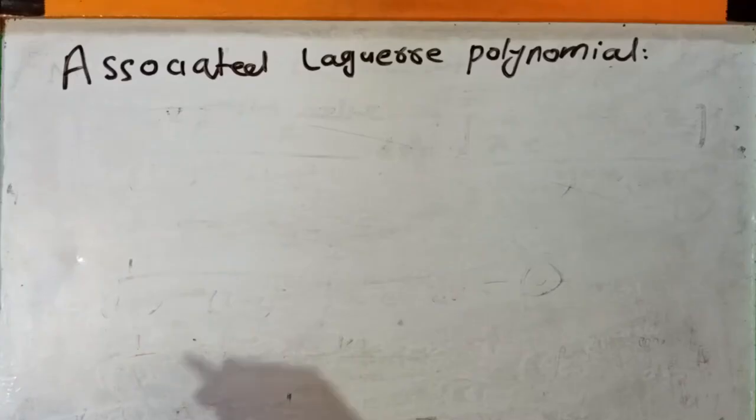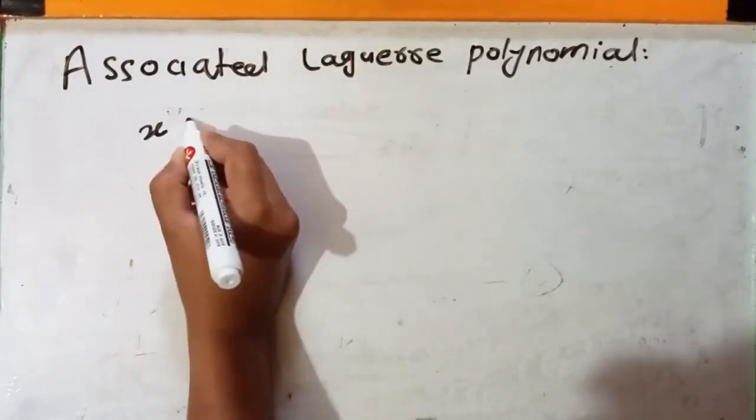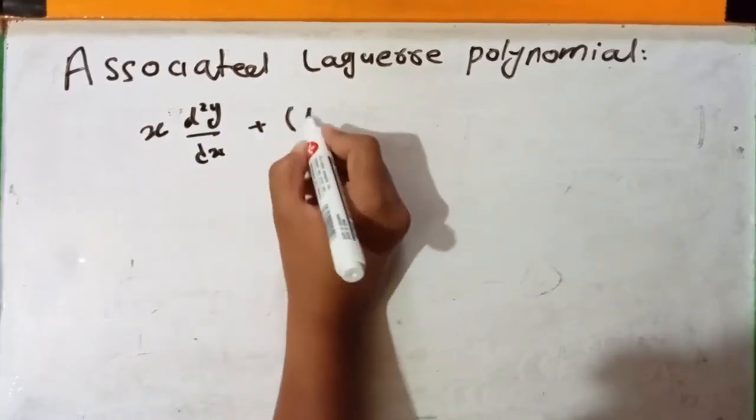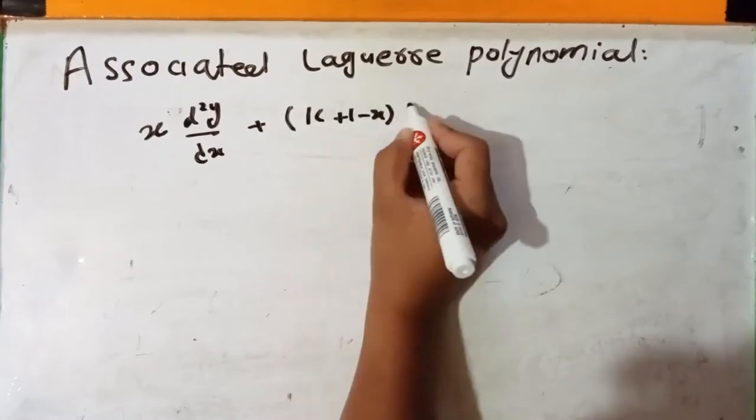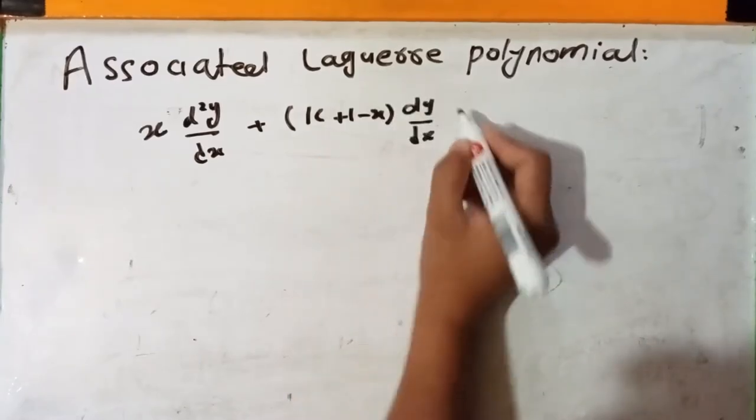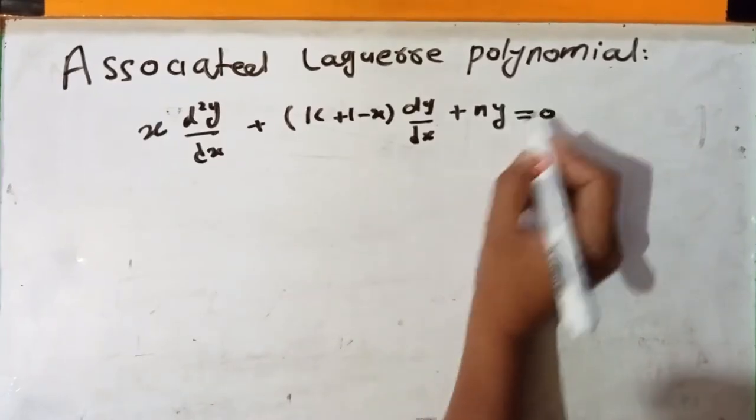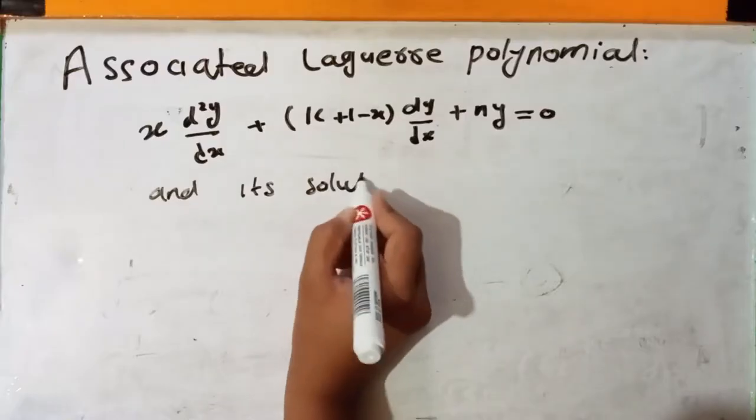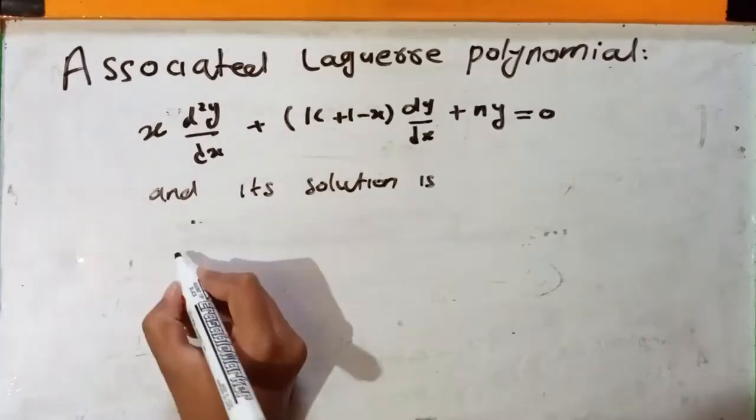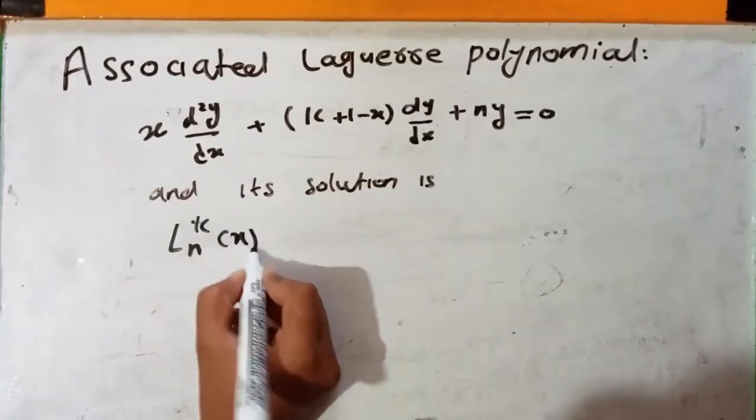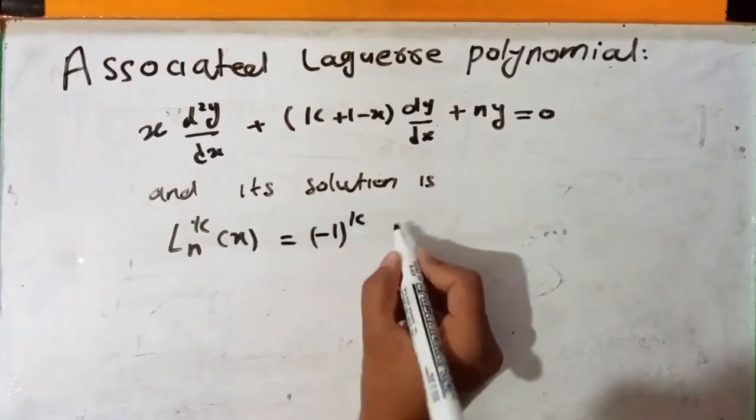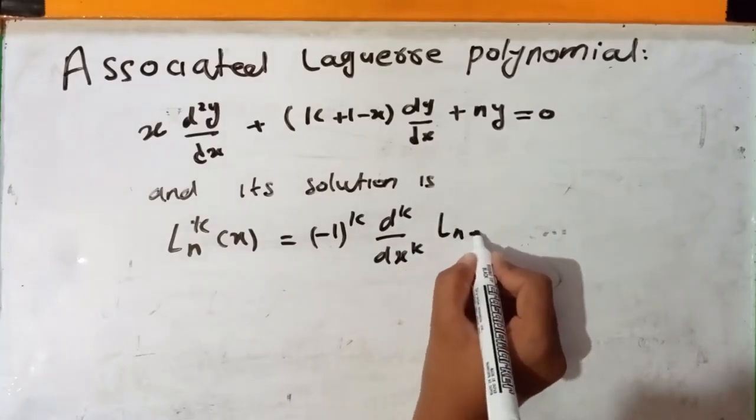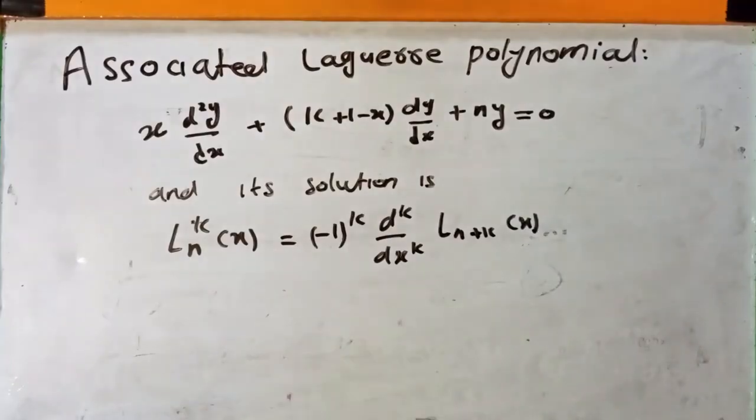The equation of the associated Laguerre polynomial is x d²y/dx² plus (k plus 1 minus x) dy/dx plus ny is equal to 0, and its solution is L_n^k(x) is equal to (-1)^k times the kth derivative of L_{n+k}(x) with respect to x.